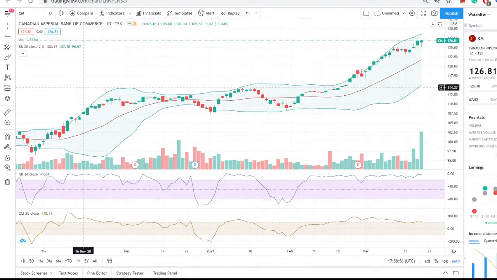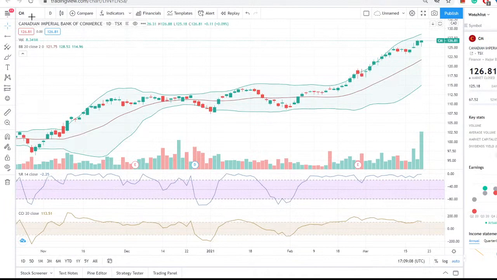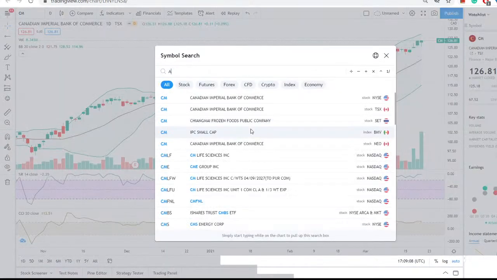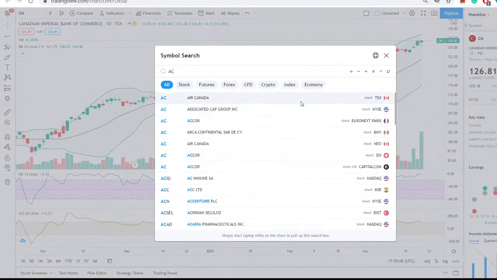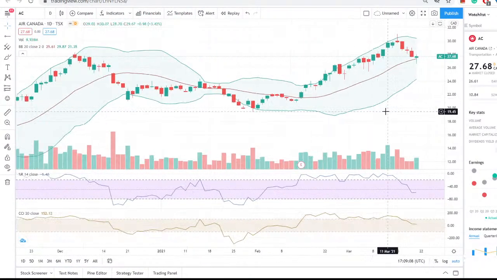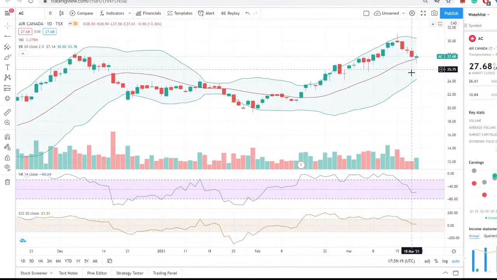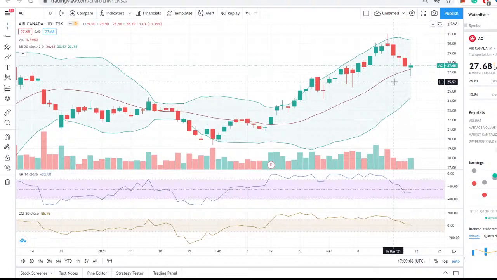Good. Okay, so we'll continue with our analysis of the stocks that are requested. We'll go to AC, Air Canada. It is one of the stocks that we have analyzed the most in our sessions, similar to all the banks. Again, we have traded it also. I have traded the stock also.